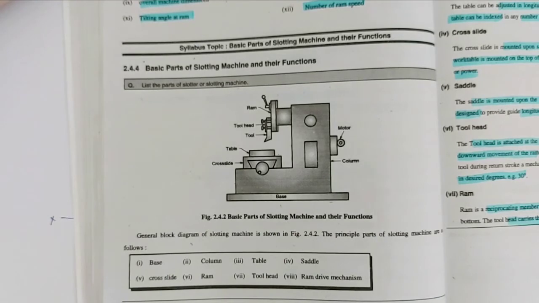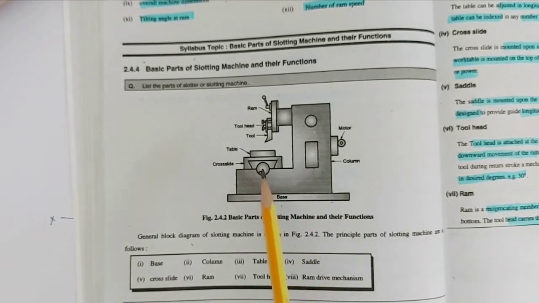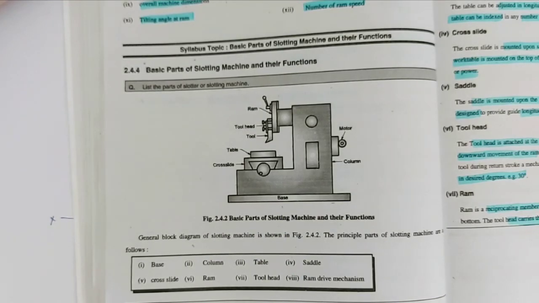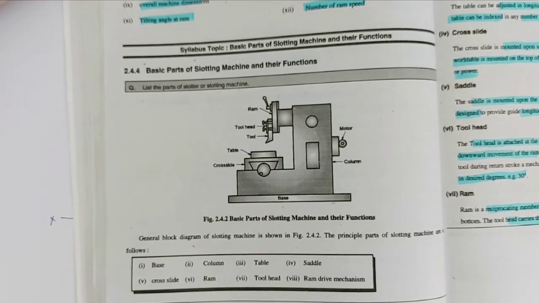Table. The table is mounted on the top of the cross slide. T-slots are provided on the top of the table to accommodate the job and fixture. The table can be adjusted in longitudinal and crosswise direction. The table can be rotated about its center. Also, the table can be indexed at any number of degrees to divide the periphery of the job.